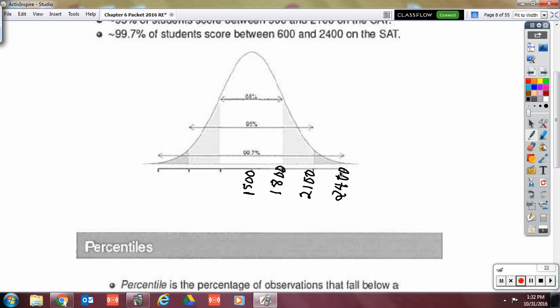Okay, let's go down. One standard deviation down, you made a score of 1,200, and so on. 900. Okay, all right, so those are the values that you would have gotten.